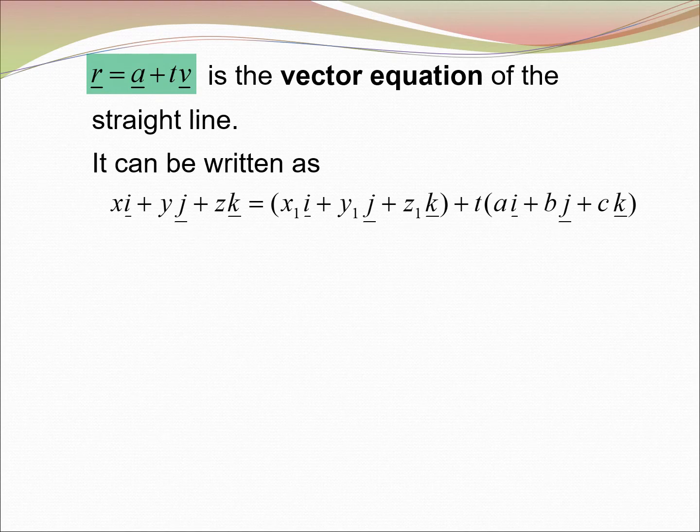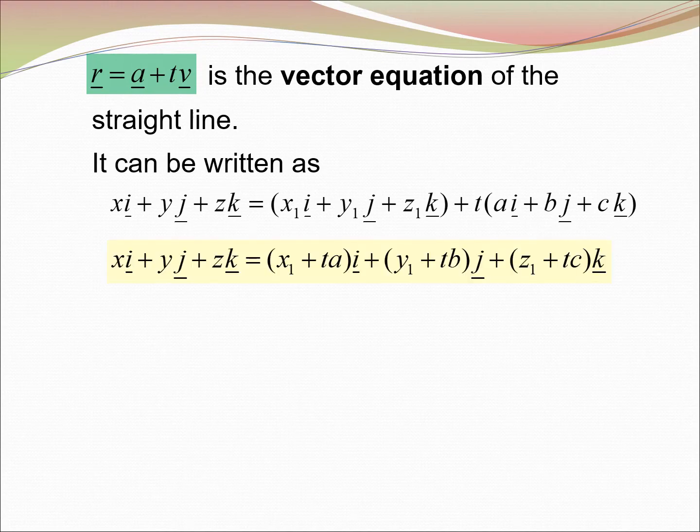We know that r can be written in vector form. So r is equal to xi plus yj plus zk, and a is equal to x1 i plus y1 j plus z1 k, and V is equal to ai plus bj plus ck. Now we factorize the common factor for i, j, k on the right side. So we will get x1 plus ta for component i, plus y1 plus tb for component j, then plus z1 plus tc for component k.